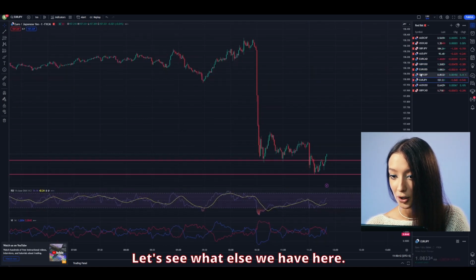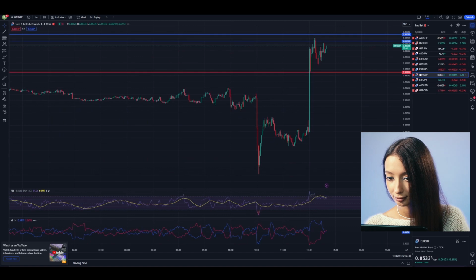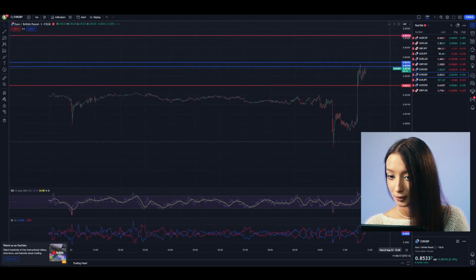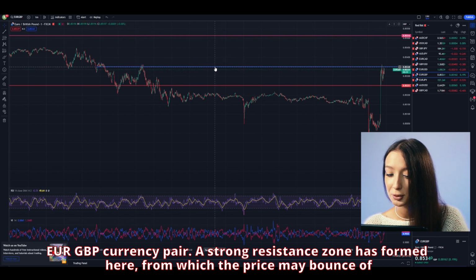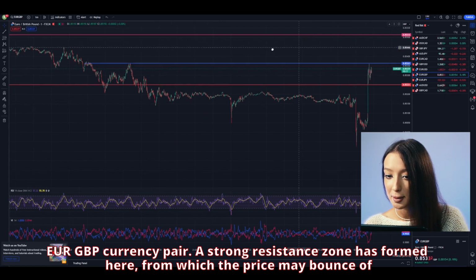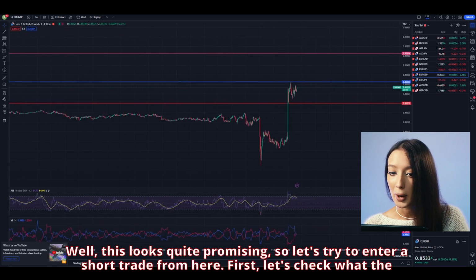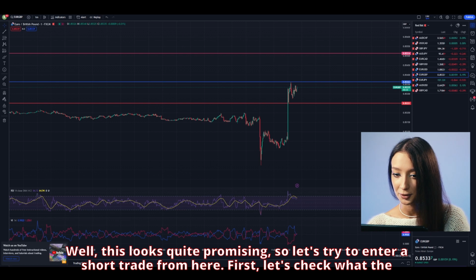So let's see what else we have here. EUR GBP currency pair. A strong resistance zone has formed here, from which the price may bounce off. Well, this looks quite promising. So let's try to enter a short trade from here.